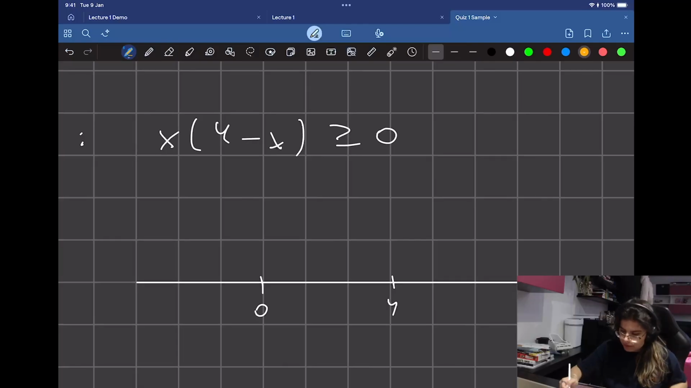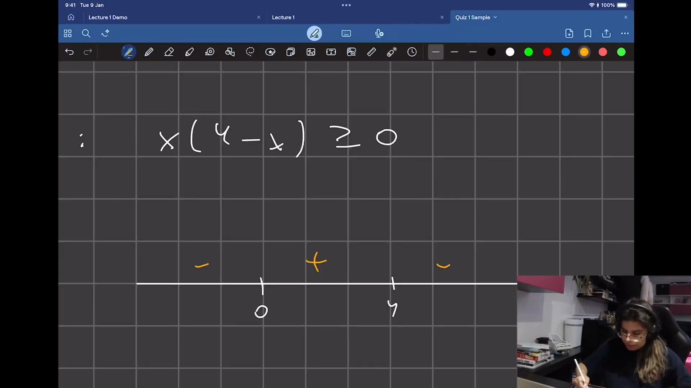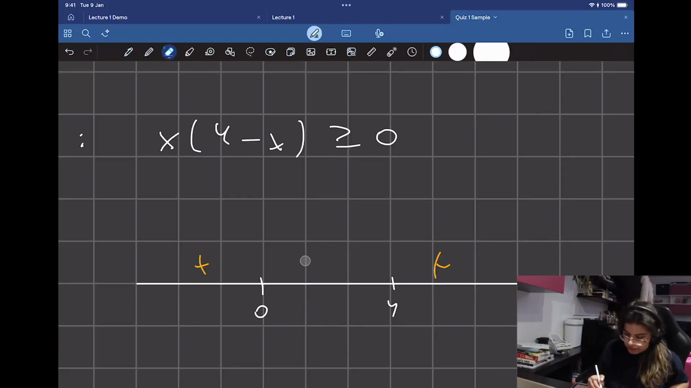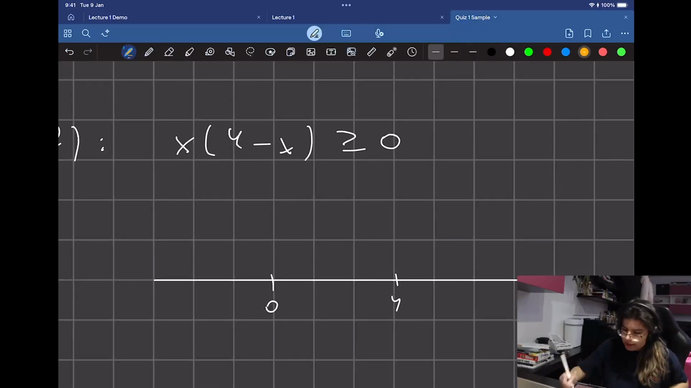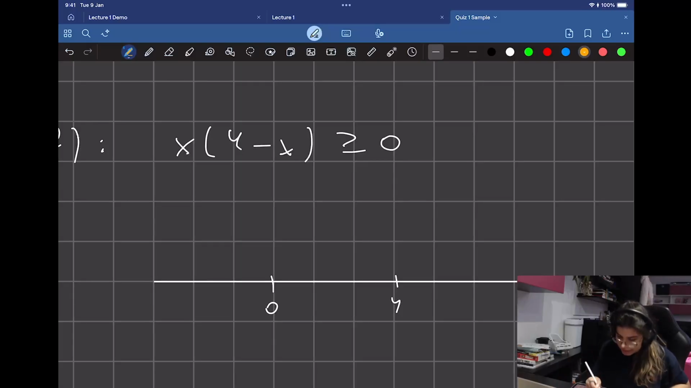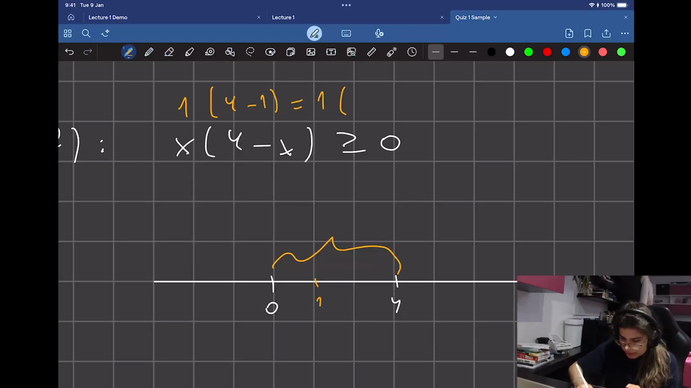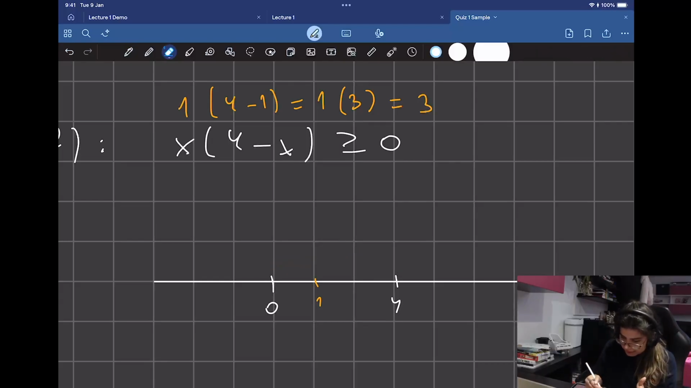And now I'm going back to the inequality, and I'm trying to figure out which of these ranges has a positive or a negative sign. It could be like that, or it could be the other way around. I'm not too sure. So let's figure out which of these ranges have different signs. As I mentioned, to me, it's easiest to just take a random value within one of the intervals. For example, in this interval, I could take 1. 1 is definitely between 0 and 4. I could just plug it in. So 1 times 4 minus 1 equals 1 times 3 equals 3. This is definitely positive, which means that this middle interval will have a positive sign, and the other two on the side have a negative sign.